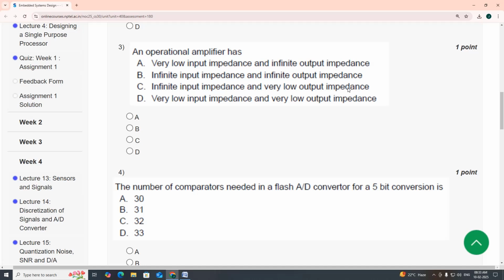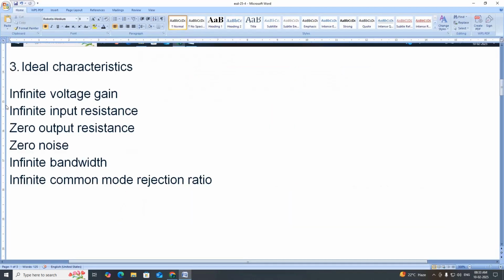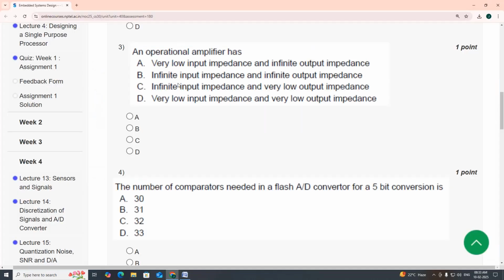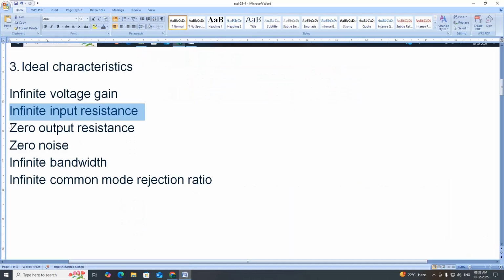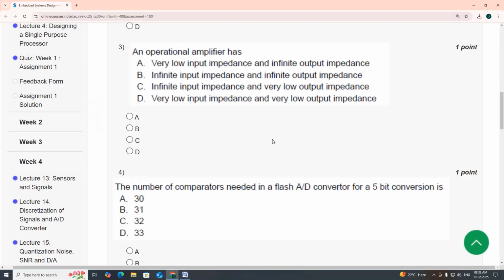So we'll see here. Infinite input impedance. Out of these two, what about output impedance? Output impedance we can check here. Output impedance or resistance must be low. So output is very low. Output impedance is low, which is option C.